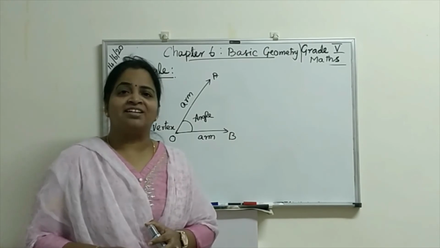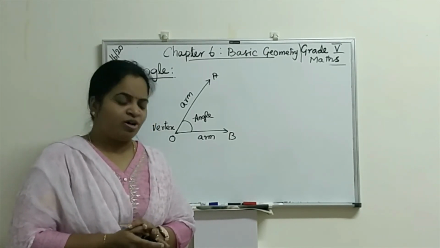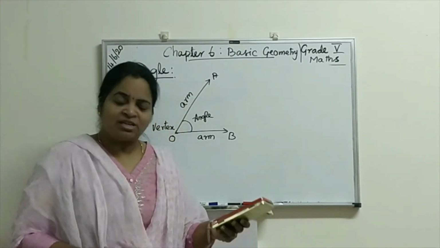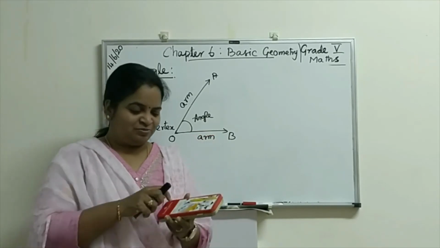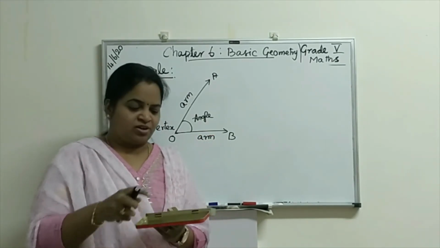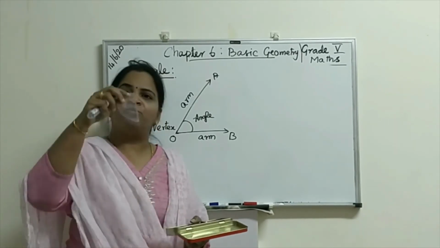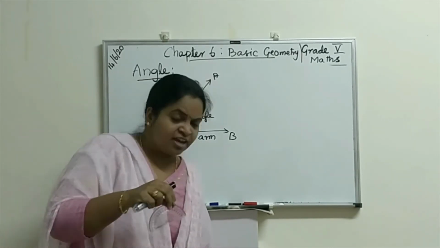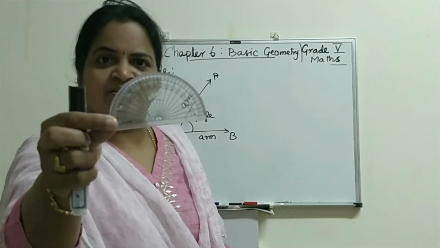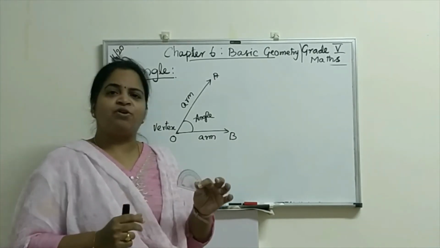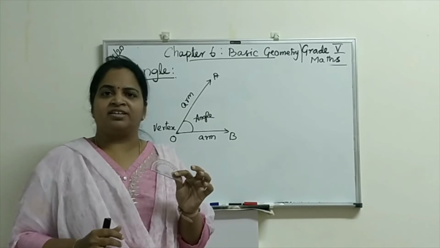Okay. How will you measure angles? Last year we studied this one also. How will you measure angles? You got this one, no? Geometry box. All of you got a geometry box, right? What is this one? Protractor. This is a protractor, right? Can you see this? For measuring the angles, we are using this protractor.